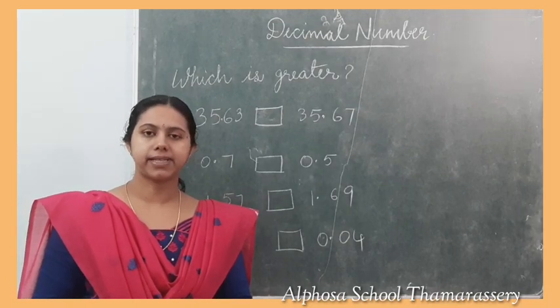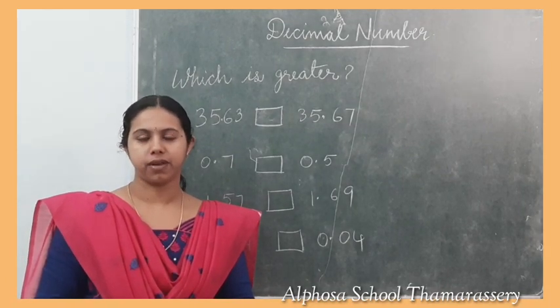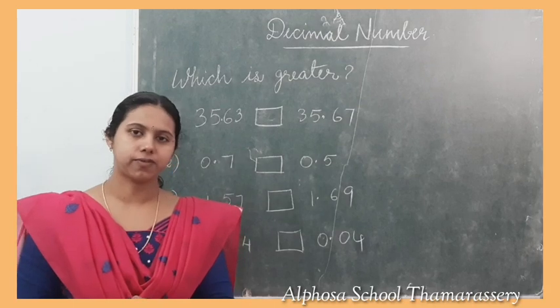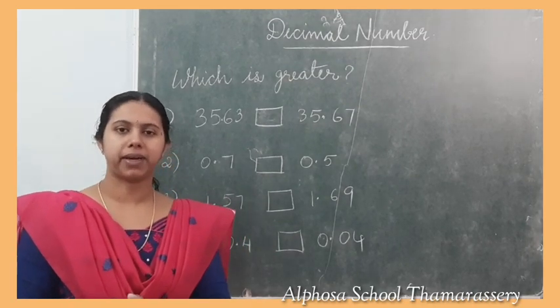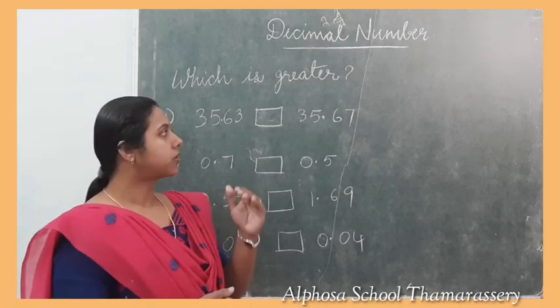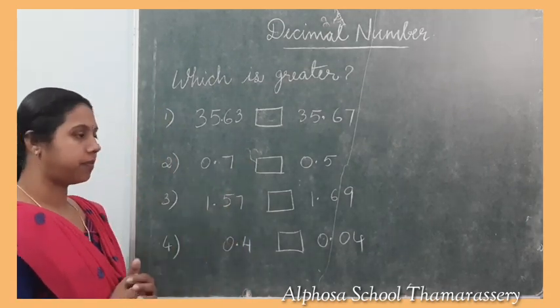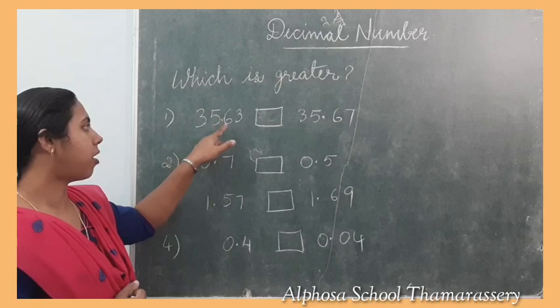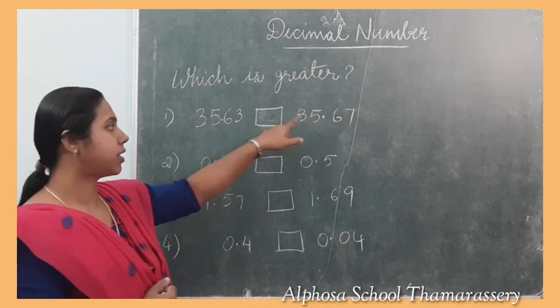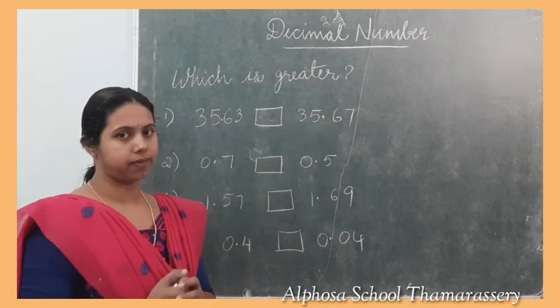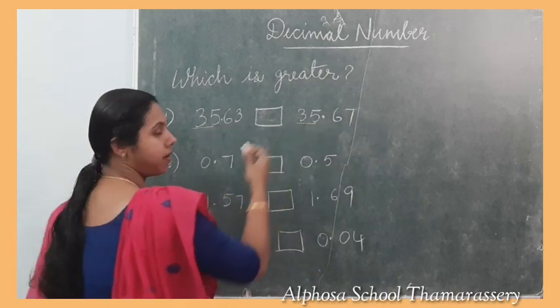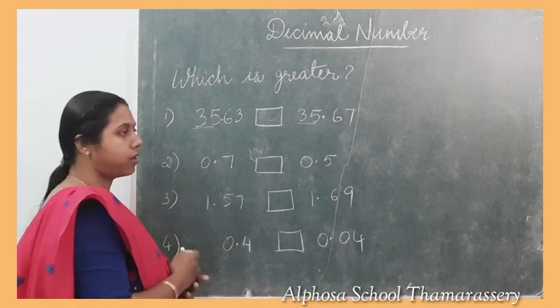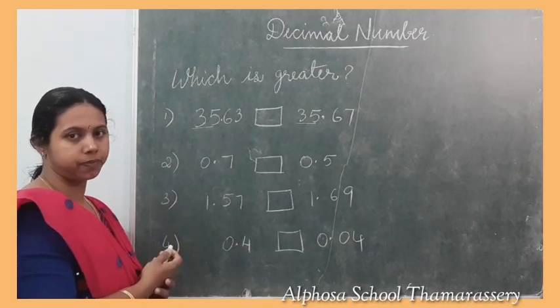Next is comparison of decimal numbers. When you compare two decimals, first you have to compare the whole number part. Then you should compare the decimal part. For example, which is greater? The first one is 35.63 and the next number is 35.67. First you compare the whole number part. Both are same. If they are same, you go to the decimal part.